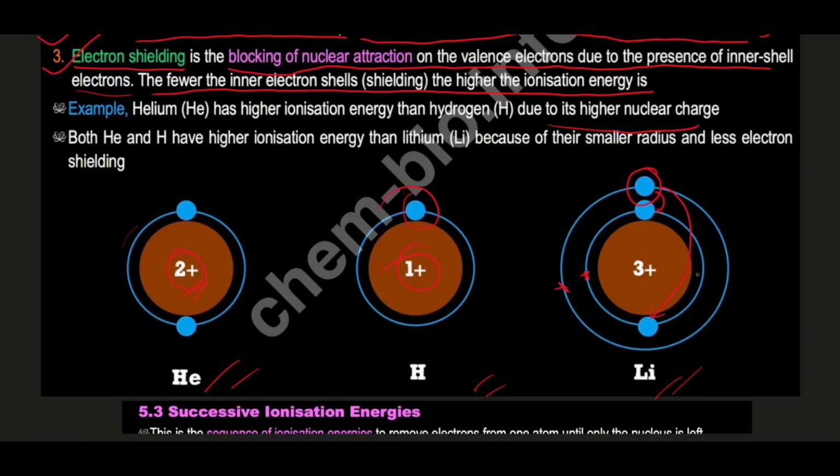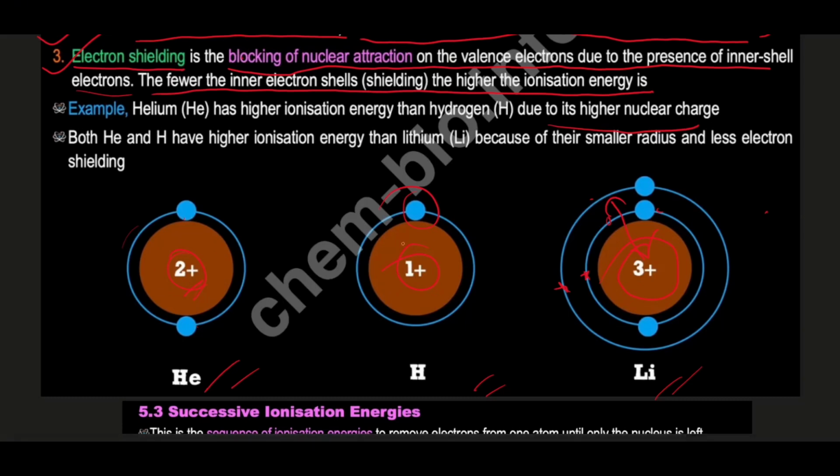But check out lithium. Do you see in lithium, what is the proton number? Yeah, three protons, right? You have three protons, and you also have two shells, that means there is one inner shell, isn't it? So here the radius increased, and at the same time the proton number also increased, and at the same time there is some electron shielding taking place. So you have to think deeply.